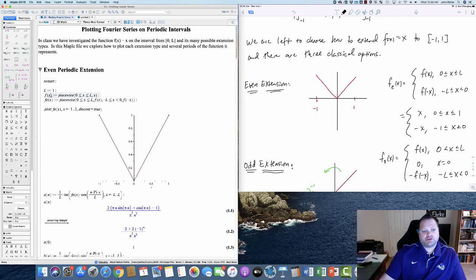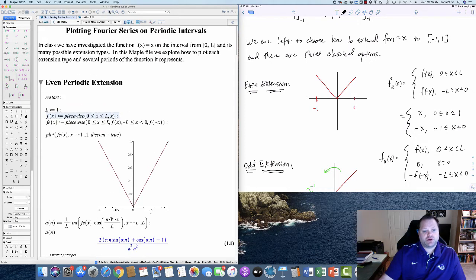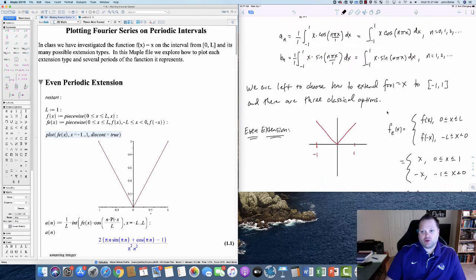I defined the function f of x to be x on the interval from 0 to L. I then created the even extension by taking f of negative x. So basically I'm just recreating this formula, where I have named f of x to be the function on 0 to x. Now, you might be tempted to just say f of x equal x, but you can't do that because I'm only starting with the x on 0 to 1 here. So L is 1. I'm plotting the even extension function.